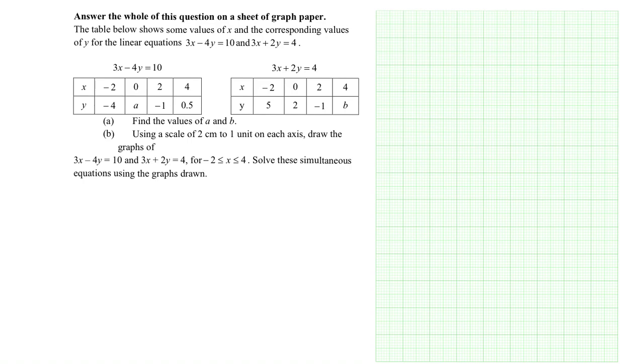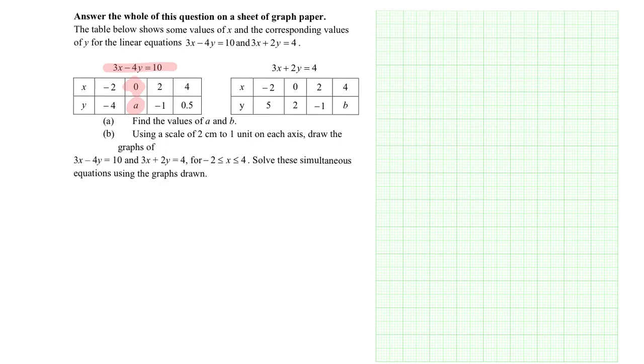Hello everyone, welcome to this video where we are given two linear equations and we will be tasked to find the values of A and B in this case, and also then simply draw the graphs and solve this equation. So for the red color graph, we are supposed to find y is A when x is 0.